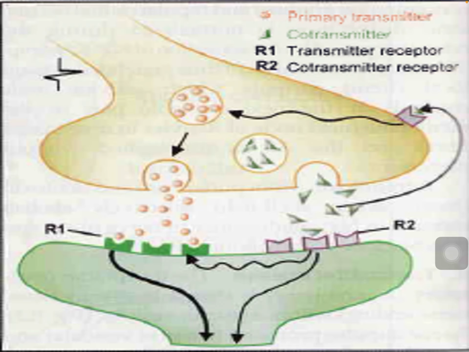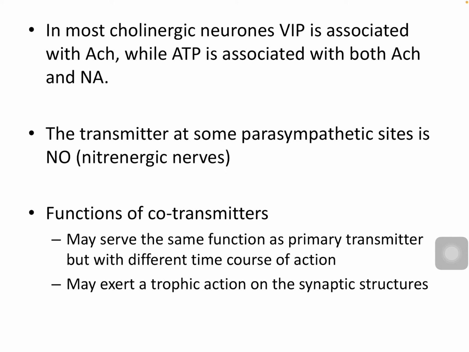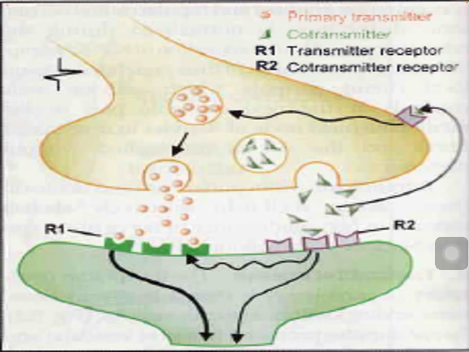So here this orange color is our primary transmitter, while green is a co-transmitter. Now, how transmitters modulate their own release. You can see that the transmitter, this or this, can bind to their receptors located prejunctionally, or presynaptically. So these presynaptic receptors usually decrease or increase the release of transmitter, so their own release can be modified by these presynaptic receptors.